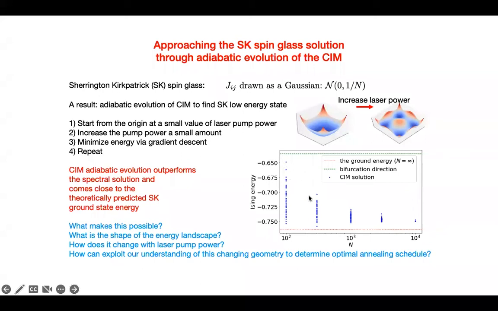And these are what you get from different runs of the CIM as you increase the system size. As you can see, the CIM comes much closer to the true ground state energy than does the spectral solution. So it's improving upon the spectral solution.